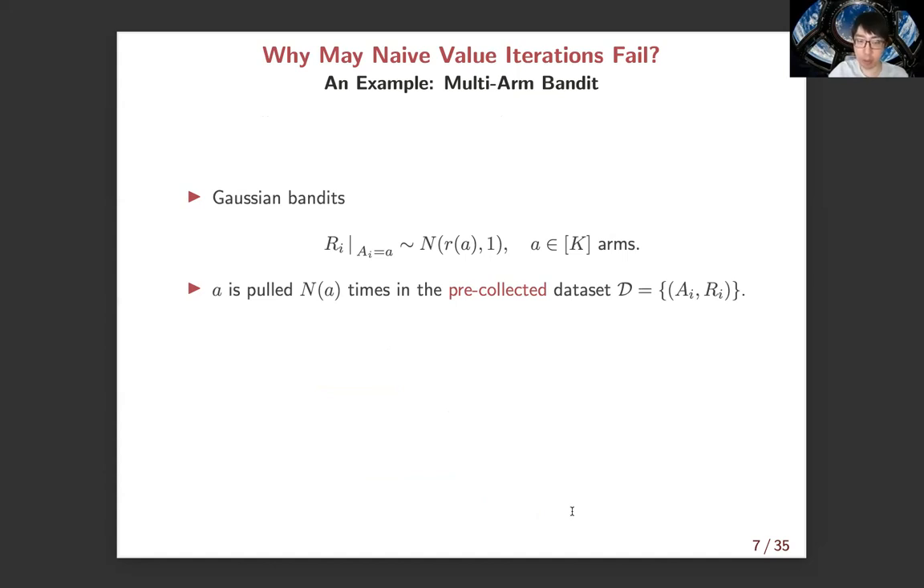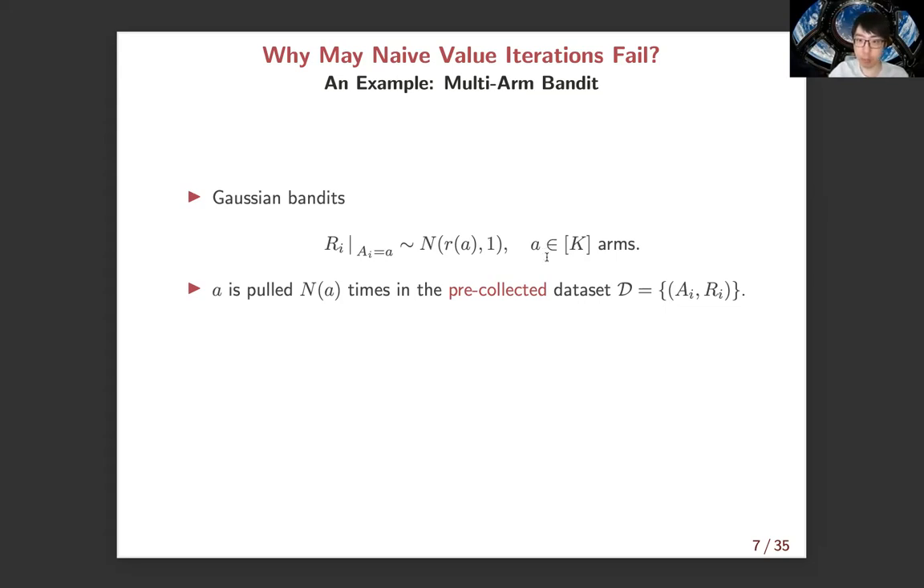So think about the Gaussian bandit, where for each arm, the reward follows a Gaussian distribution with a certain mean, which is the reward applied to this action. So this is the reward function and takes a certain value for this action. Okay, and then we have a variance of 1. And in total, for example, we can have a lot of arms.